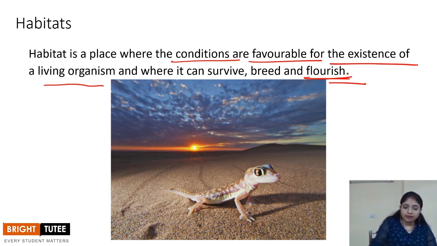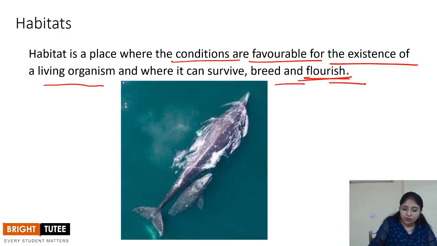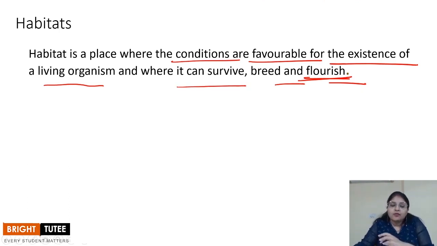So in short, if we say, then habitat is the dwelling place. Dwelling place means home, right? So habitat is the dwelling place or home of the animals. When we talk about the dwelling place, we can divide the dwelling place of animals into two basic habitats. First is the terrestrial habitat, right? Terrestrial habitat is the habitat of the animals, those who are living on the land.